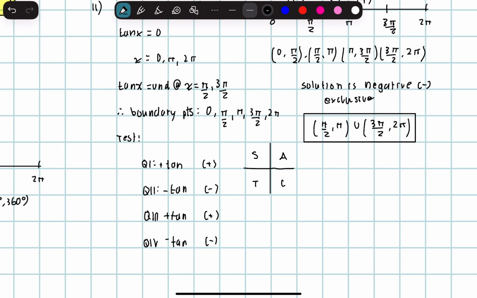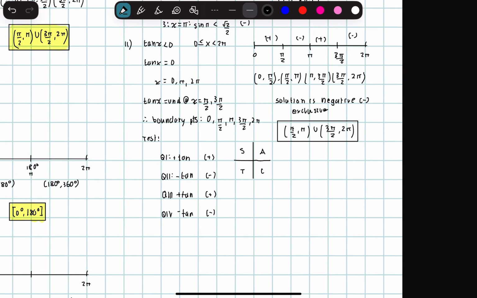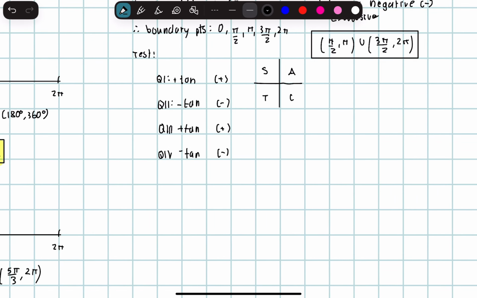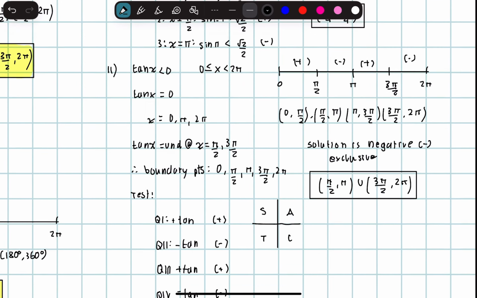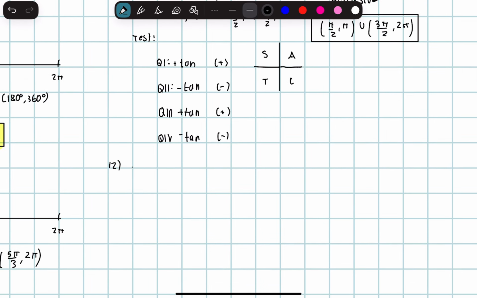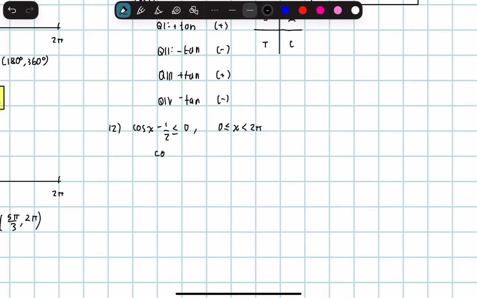Hooray. So now let's do one last problem. We're going to do cosine. Okay, so this is question 12. We're going to have cosine of x minus 1/2 less than or equal to 0 on the interval 0 less than or equal to x less than 2 pi. So now we can move this to get cosine x is less than or equal to 1/2. So now we can solve this equation.